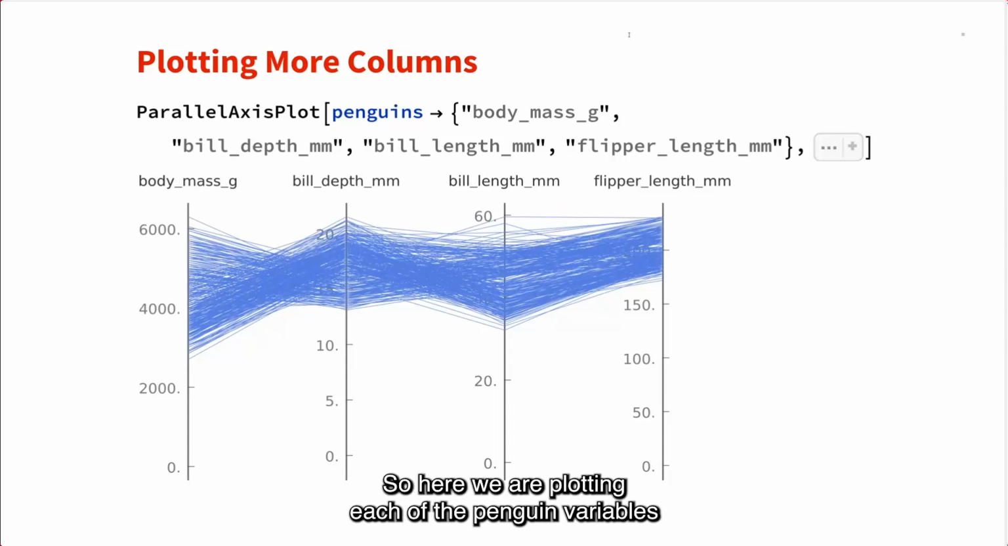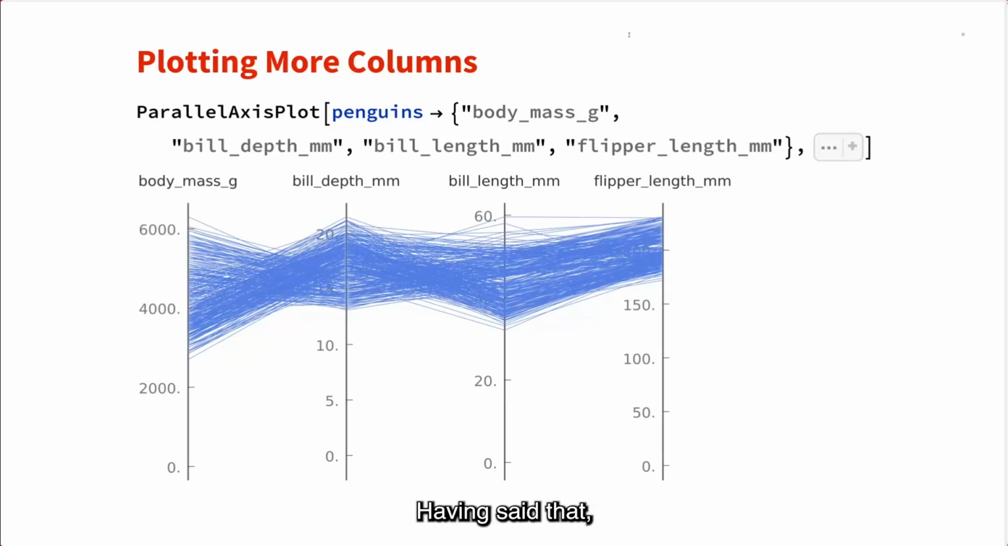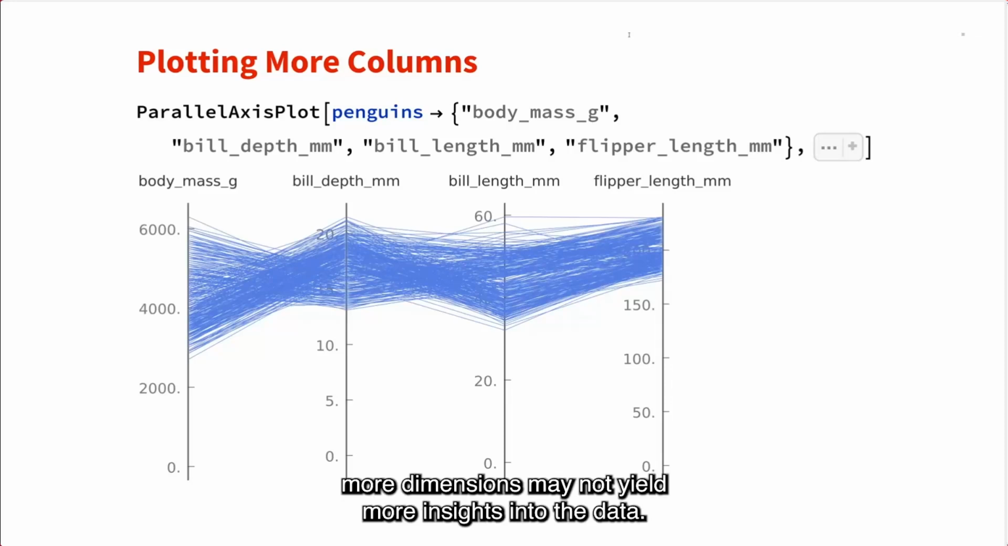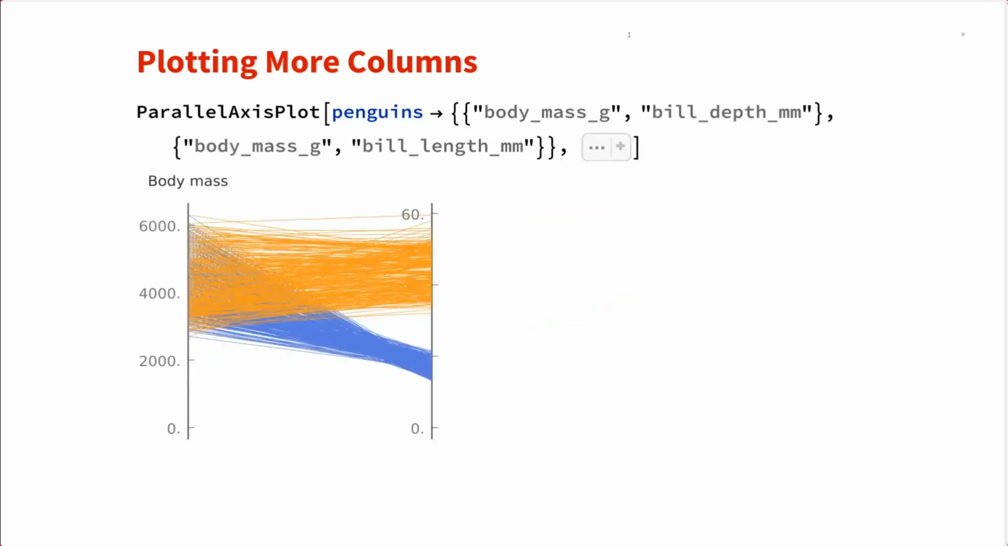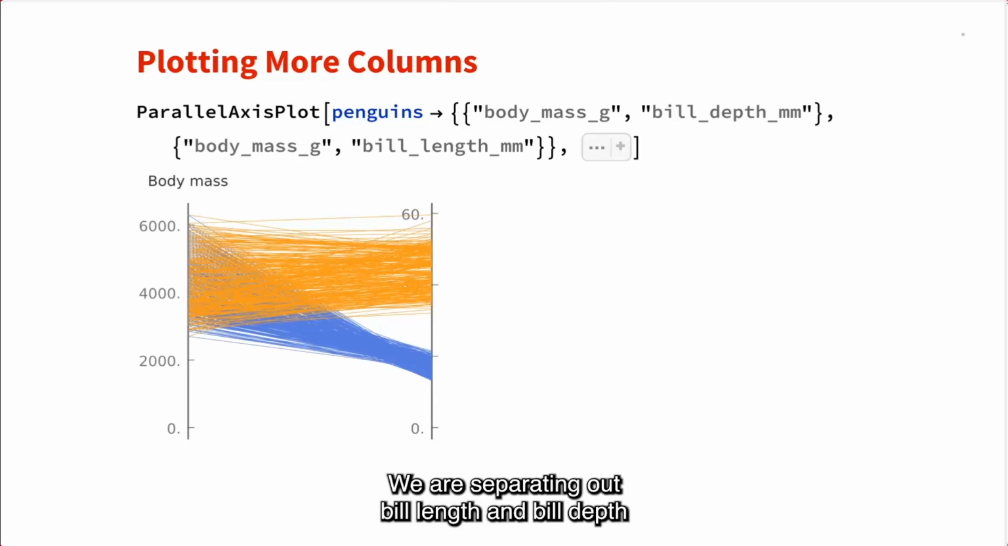So here we are plotting each of the penguin variables onto its own axis. Having said that, more dimensions may not yield more insights into the data. Here it looks like there is some crossing over going on between body mass and bill measurements, but it's not clear. We can try to investigate further by using our multi-syntax and creating groups. We are separating out bill length and bill depth to see if we can discern any patterns.